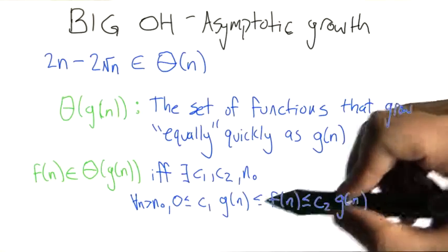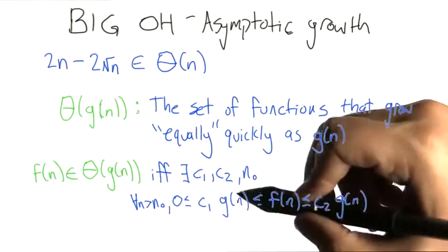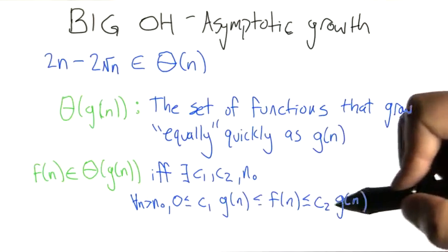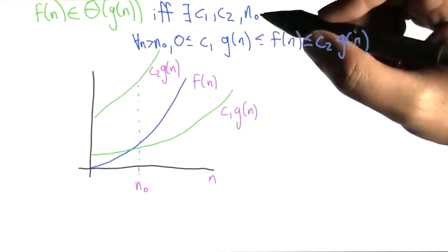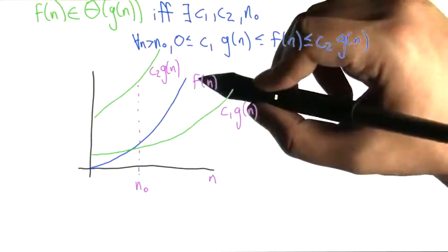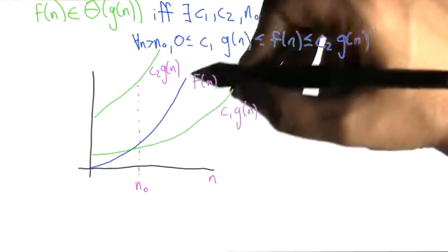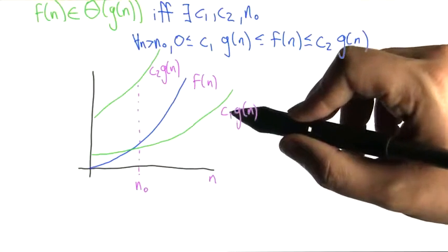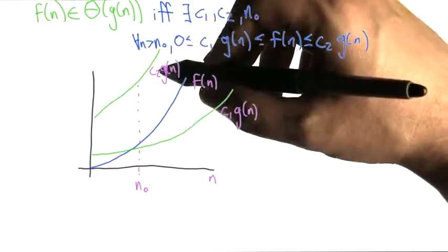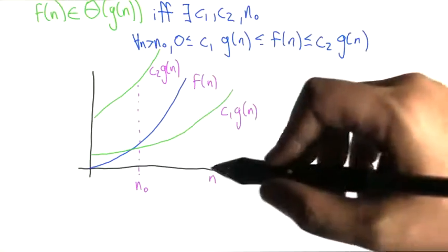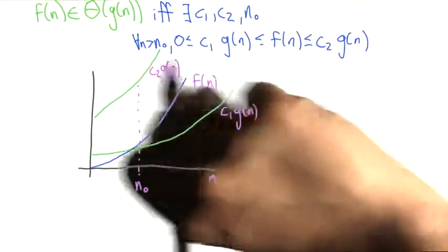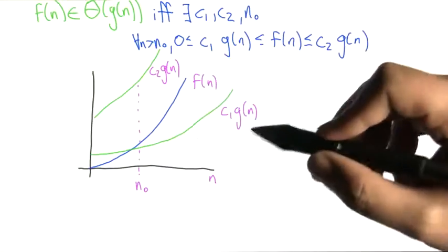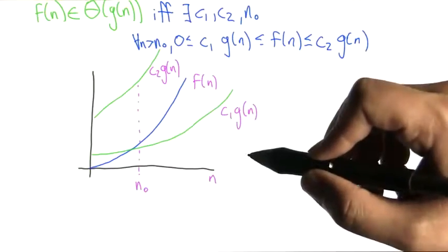The function f of n, for all these big values of n, is sandwiched between c1 times g of n and c2 times g of n. So to illustrate this idea with a picture, imagine we have some function f of n. It grows as n gets bigger, f of n gets bigger. But we also have some function g of n that we can multiply by c1, or we can multiply by some bigger number c2. And what we find is that once we get out to the right of some threshold n0, f of n is always between c1 of g of n and c2 of g of n.